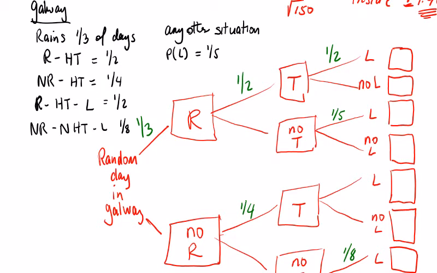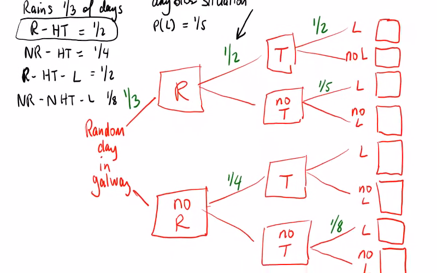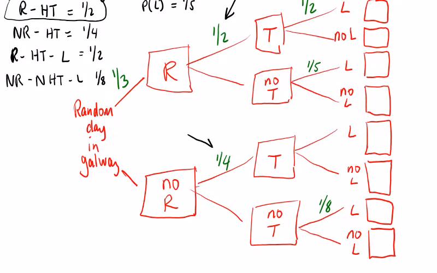The next part of this question is this tree diagram for it raining in Galway. You're told in Galway it rains in the morning on 1/3 of school days. And if you're from Galway listening to this, you'll know that that is not true. It rains every day in Galway. When it's raining, the probability of heavy traffic, which is this one here, or HT, is 1/2. And these values are given to you in the diagram here. When it's not raining, the probability of heavy traffic is 1/4. This one here.